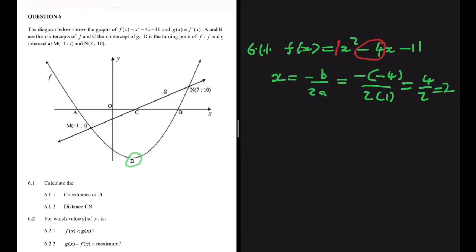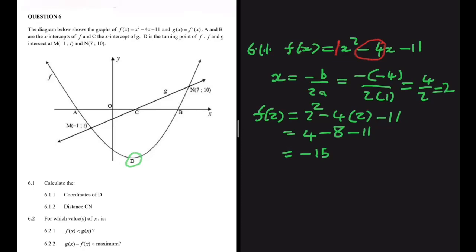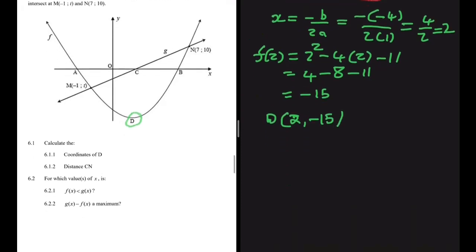So now that we have the x value, we can just substitute it into our equation and find the y value. If we do that, we're going to get f of 2 equal to 2 squared minus 4 multiplied by 2 minus 11. So what is 2 squared? That is 4, and then minus 8 minus 11. So 4 minus 8 is minus 4, minus 11 should be minus 15. So the coordinates of D have an x value of 2 and a y value of minus 15. And just like that, you have the coordinates of D.